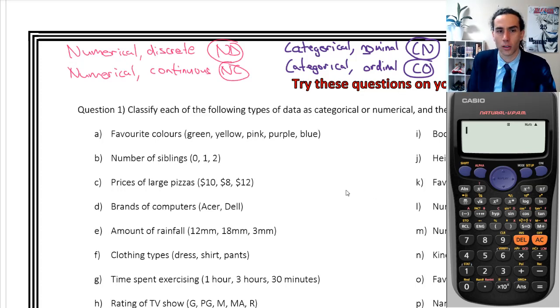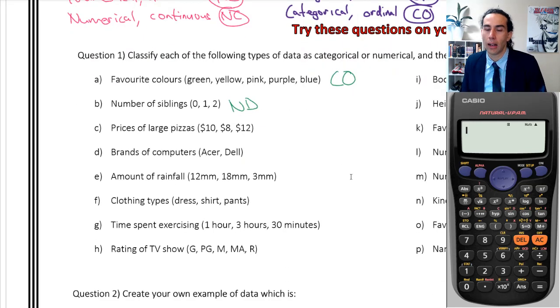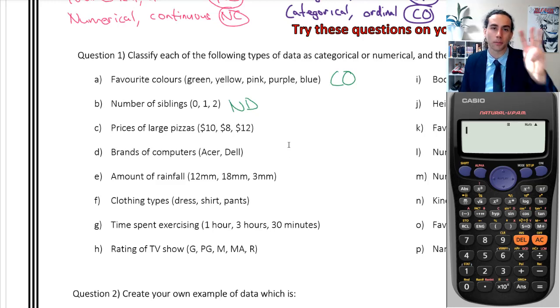Favorite colors. So colors, it's categories. Is there an order? Nope. So it's going to be CN. Number of siblings. It's a number, but it's discrete, ND, etc. So have a go at all these questions. And when you unpause, there'll be answers just for question 1 only. So pausing.